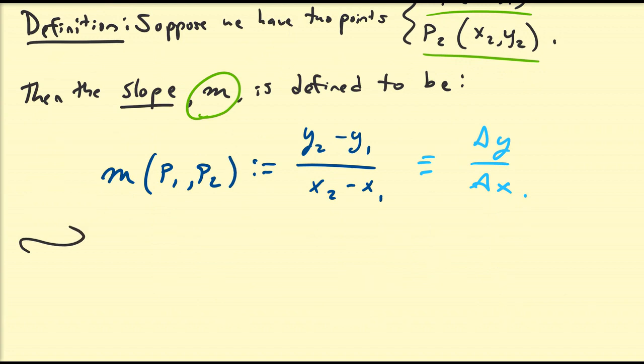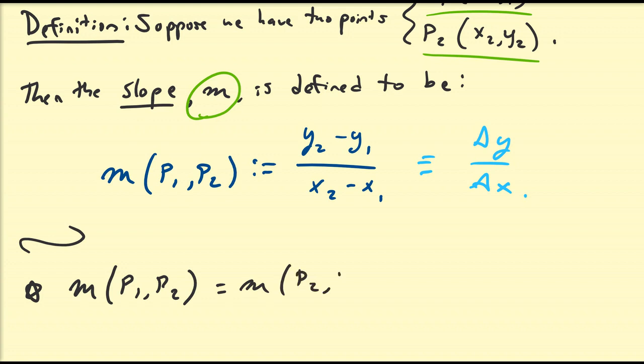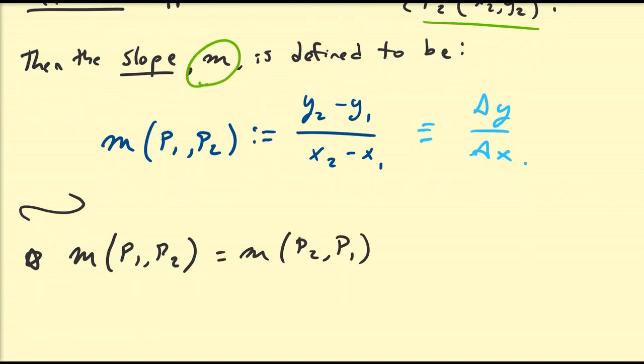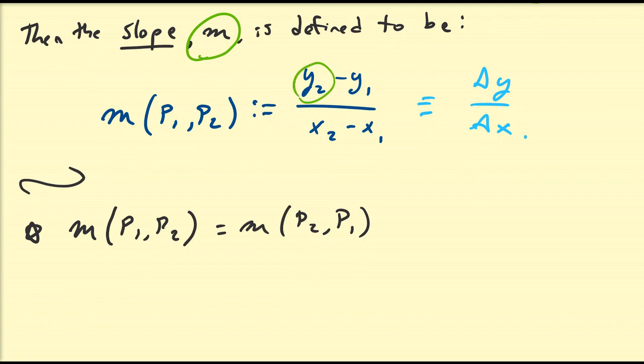So from here, what kind of properties do we have? So the slope between P1 and P2 is equal to the slope between P2 and P1. That is, you can interchange these components and get the same exact answer. Some people believe this is false. So let's prove this right quick.